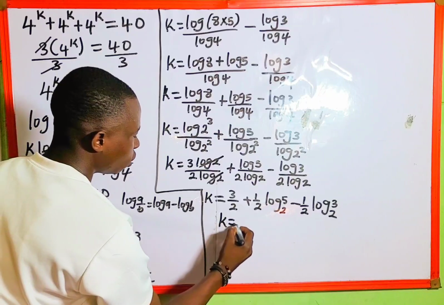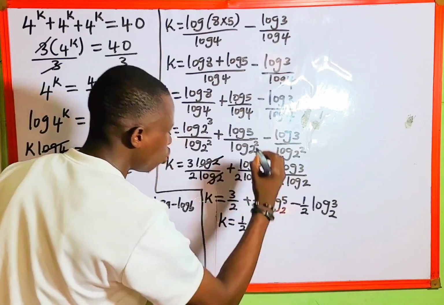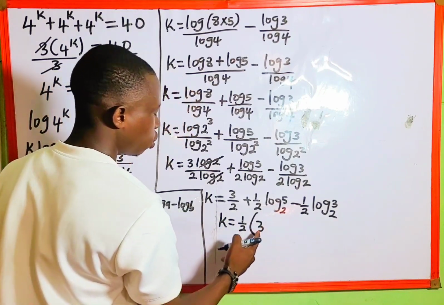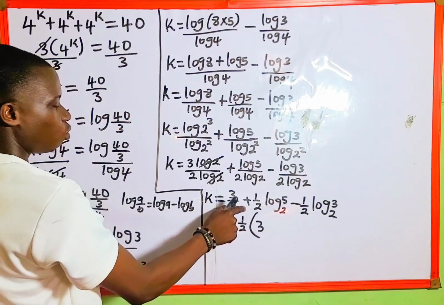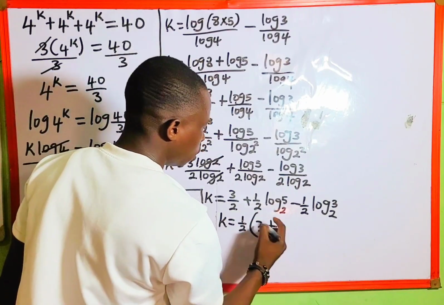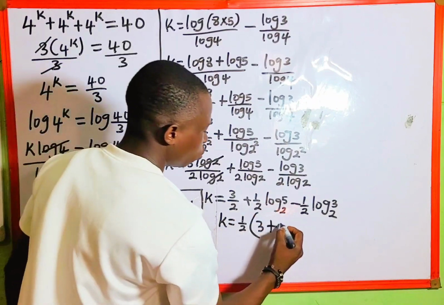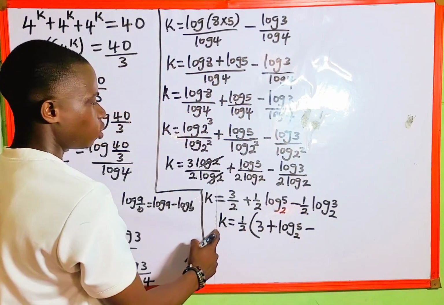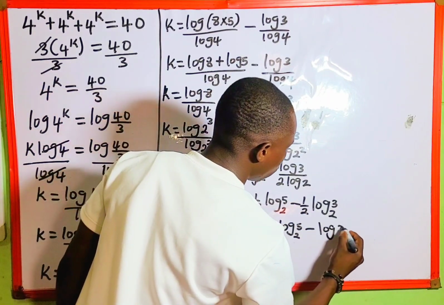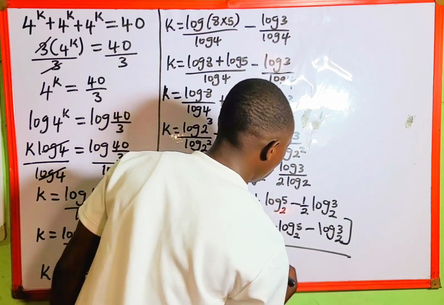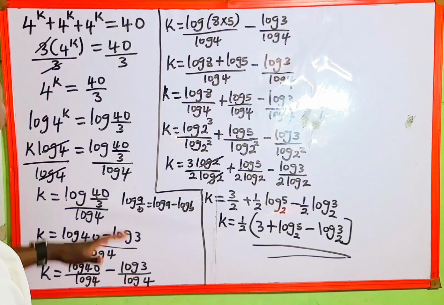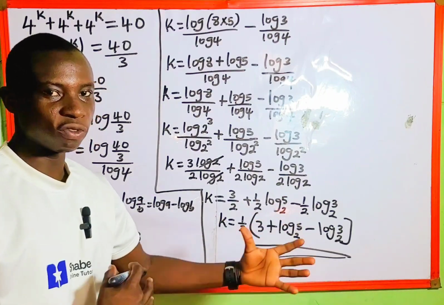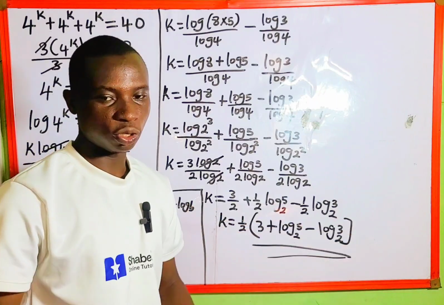So we're going to have k equal to 1 over 2. Then we open a bracket. 3 over 2 divided by 1 over 2 will remain 3, because when you use this 3 to multiply this 1 over 2, we're going to get the first term. Then plus, this 1 over 2 is outside already, so it will remain only log of 5 to the base of 2, minus, 1 over 2 is also outside already, it will remain log of 3 to the base of 2. So therefore, the value of k that satisfies this exponential equation is 1 over 2 into the bracket of 3 plus log 5 to base 2 minus log of 3 to the base of 2.